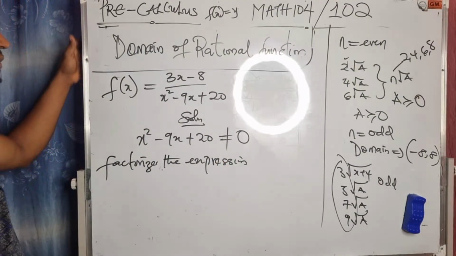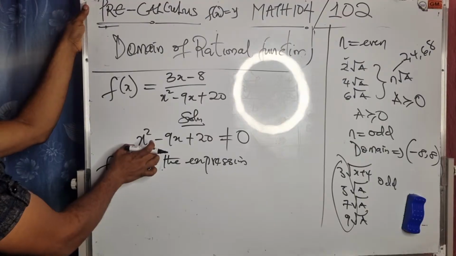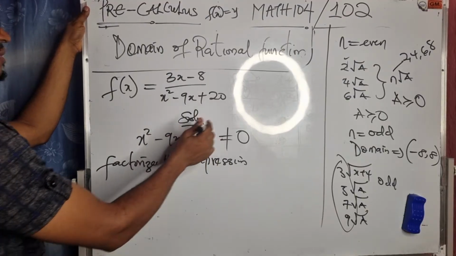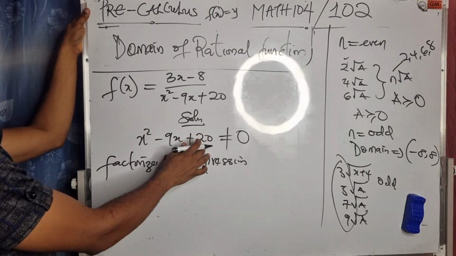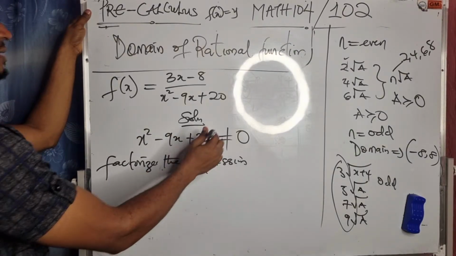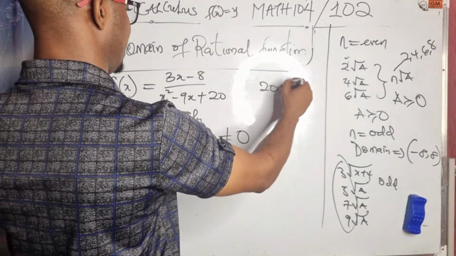Now, how do you factorize the expression? We bring out the first term, right? And the last term. The first term here is s squared. Last term is 20. So multiply the first term with the last term. That will give us 20 s squared.